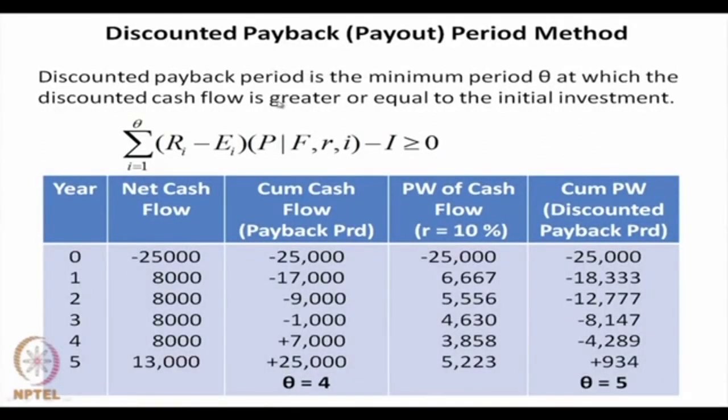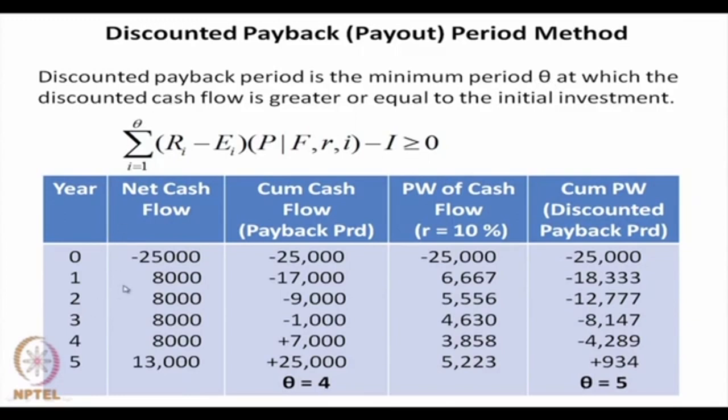To take care of the time value of money, sometimes the discounted payback period is calculated. So, here what is done? The net revenue, revenue minus expense, the net income, its present value is found out. That is considered as a final sum. The present value is calculated, that means the single payment present worth factor is multiplied with the income and that is subtracted from I, and over a period of theta this should be greater than or equal to 0 to find out the value of theta.